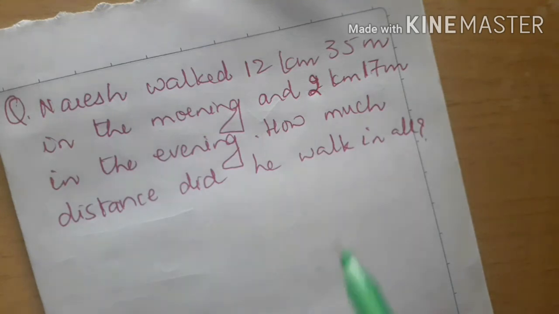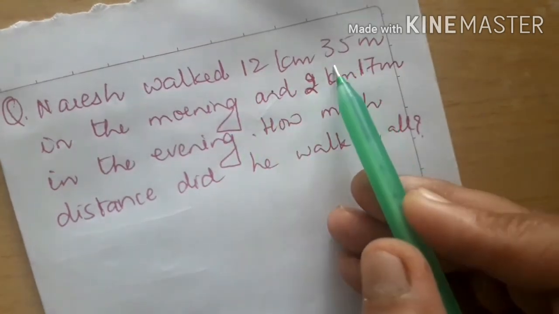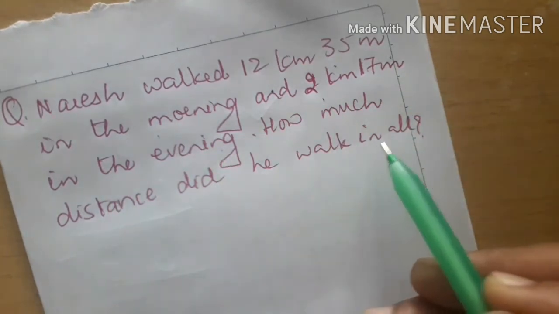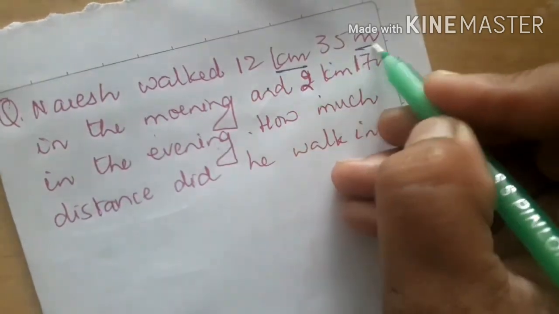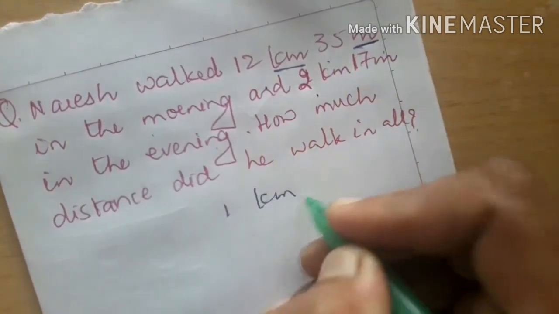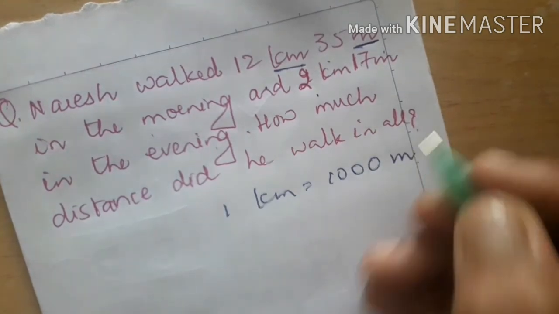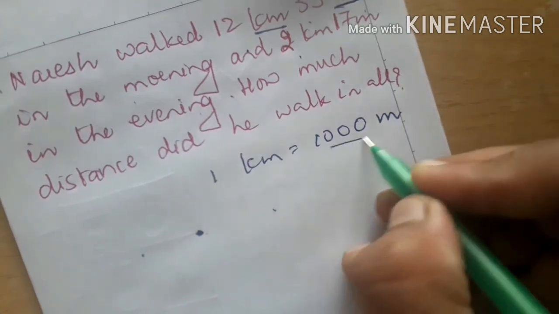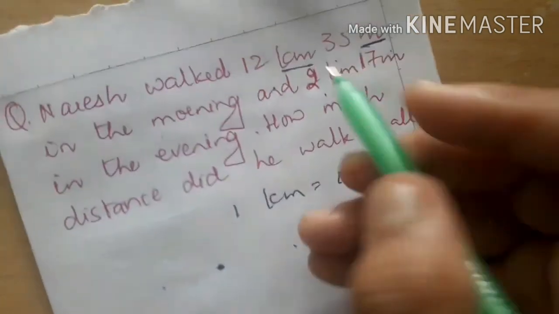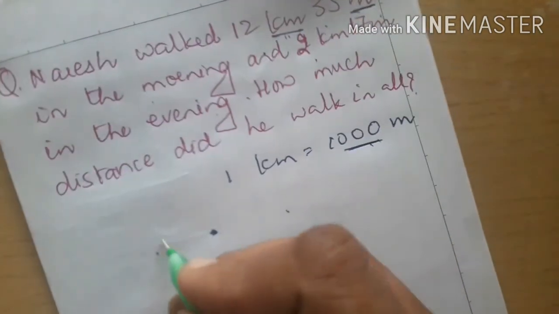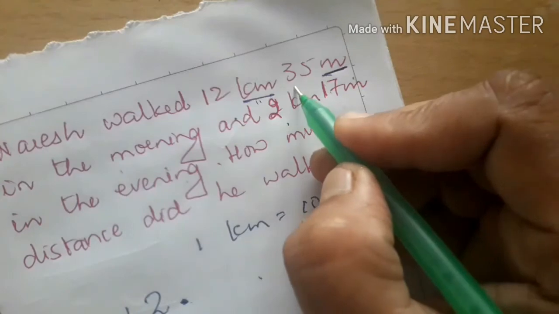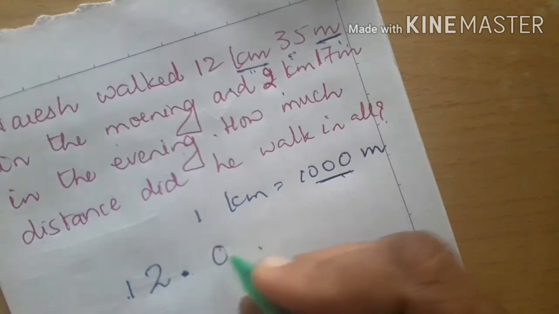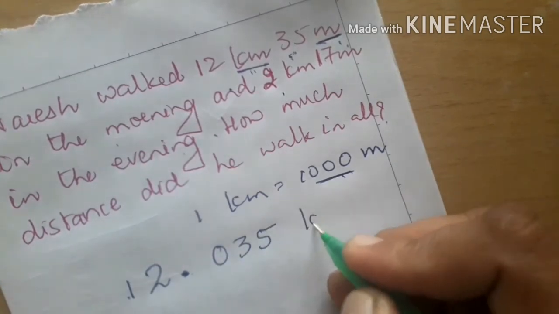See the next question. Naresh walked 12 kilometers 35 meters in the morning and 2 kilometers 17 meters in the evening. How much distance did he walk in all? So here we need to think of this relationship, and 1 kilometer is 1000 meters. So before decimal point bigger unit, after decimal point smaller unit, and after decimal point you should have 3 digits. So here 12 kilometer, kilometer is bigger, so write it before decimal point 12. And this is 35 meters, that is I have to write 35 in 3 digits, so I can write it as 035, and the bigger unit, that is kilometer.